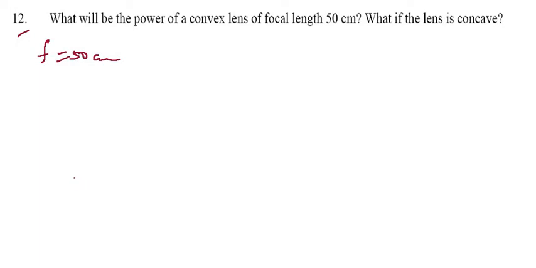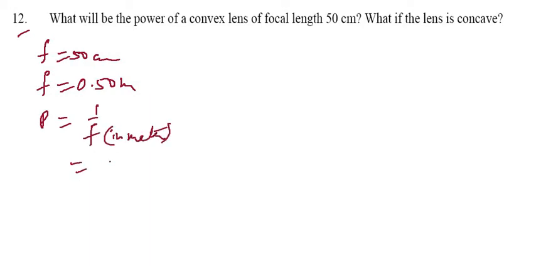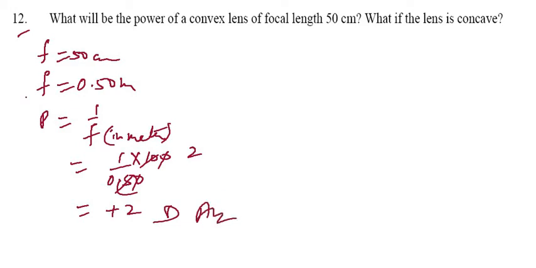First of all, we can change it into meter. So F is equal to 0.50 meter. Now power P is equal to 1 upon F in meter. So put the value 1 upon 0.50, remove the decimal and put here double zero, the 0 will be cancelled, and 5 into 2 is 10. So we can say plus 2 diopter. That will be your answer.